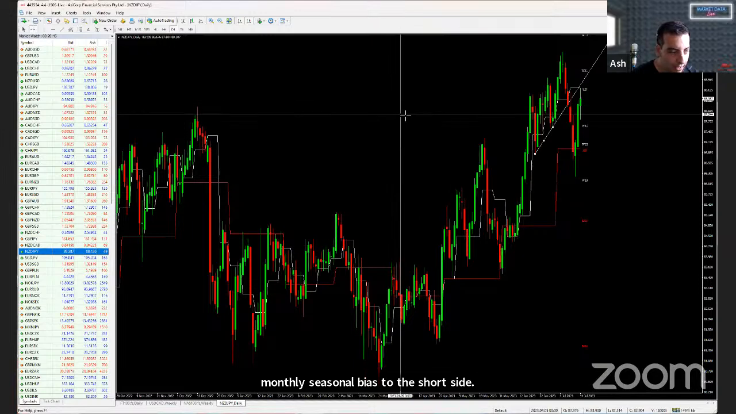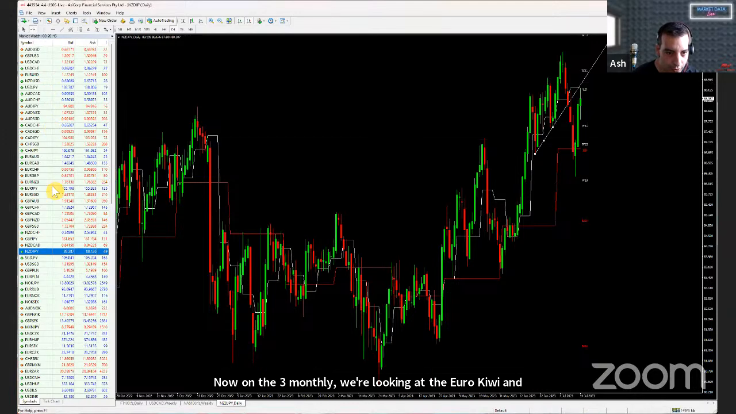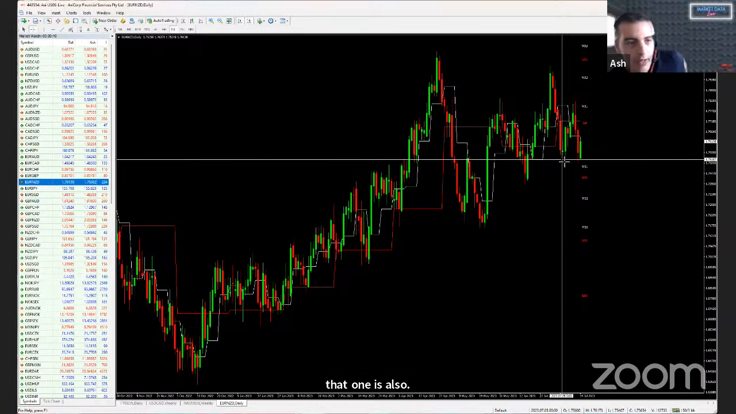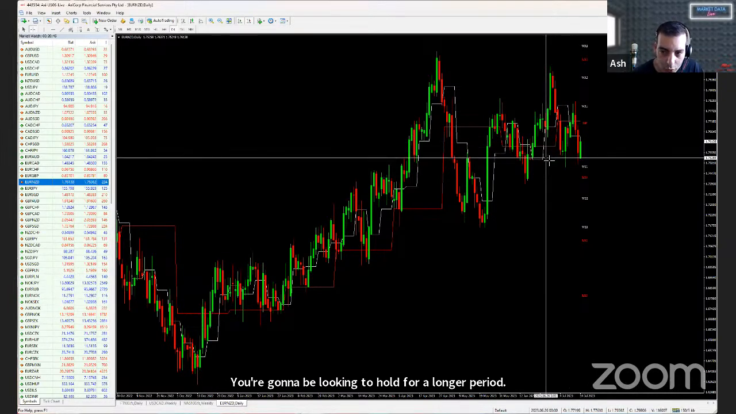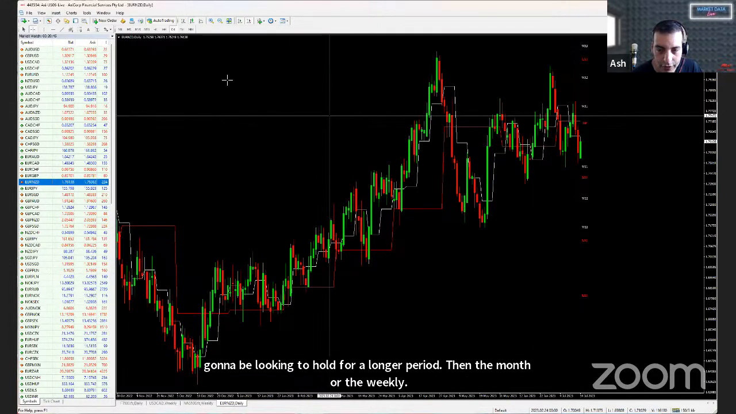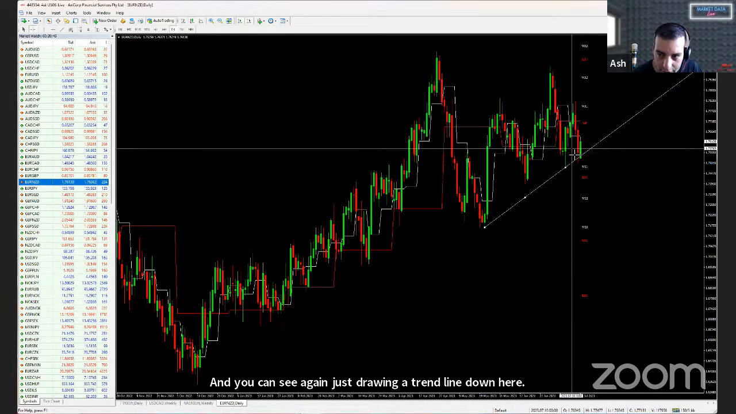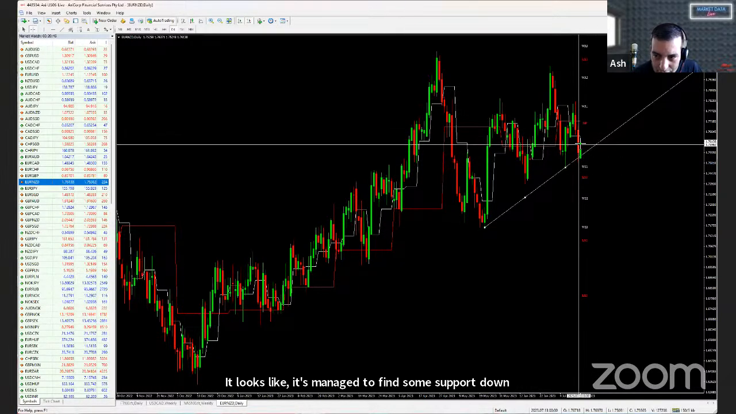Now, on the 3 monthly, we're looking at the Euro Kiwi, and that one is also along on the Euro Kiwi. That's on the 3 monthly. So if you're looking at a position that you're going to be looking to hold for a longer period than the monthly or the weekly, then the Euro Kiwi on the daily looks pretty good. And you can see again, just drawing a trend line down here, there looks like it's managed to find some support down here. So do we have a bar yet that we could trade? Probably not. There's not really anything there.